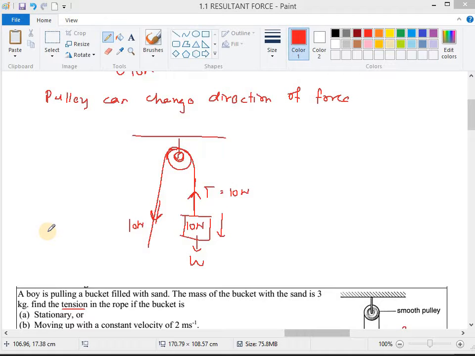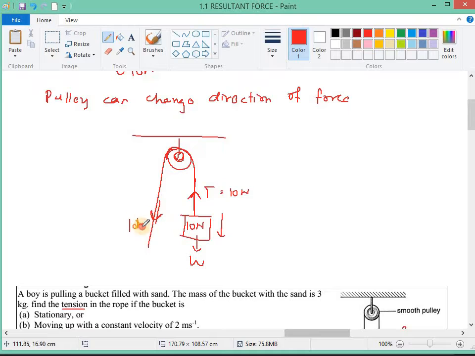Okay, so continue with pulley. A pulley is a device that can change the direction of force. From here we can see that this 10 Newton is a weight downwards. In order to stop this 10 Newton from moving downward with acceleration, you need to produce a tension of 10 Newton upwards. This 10 Newton upwards can be converted into 10 Newton downwards.